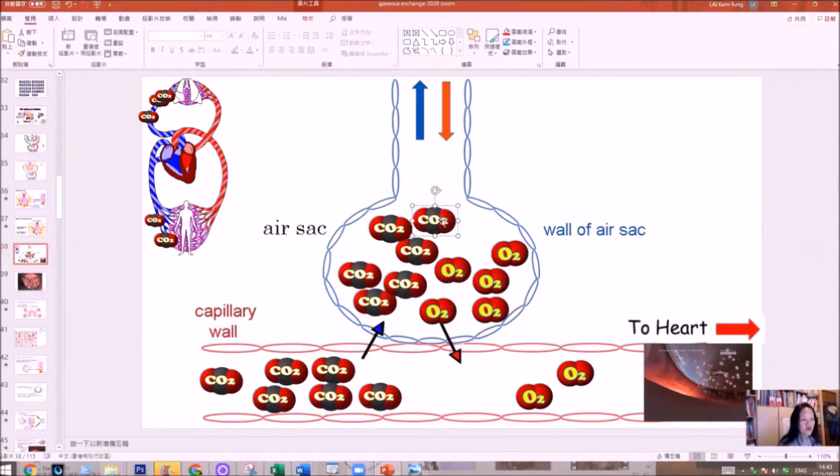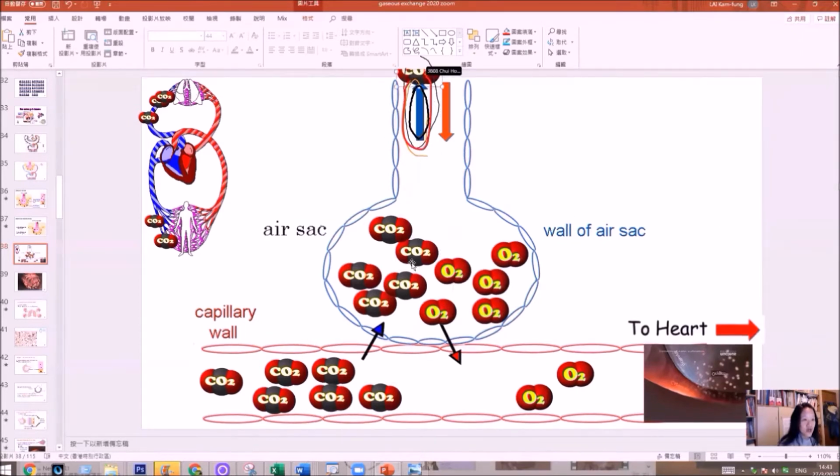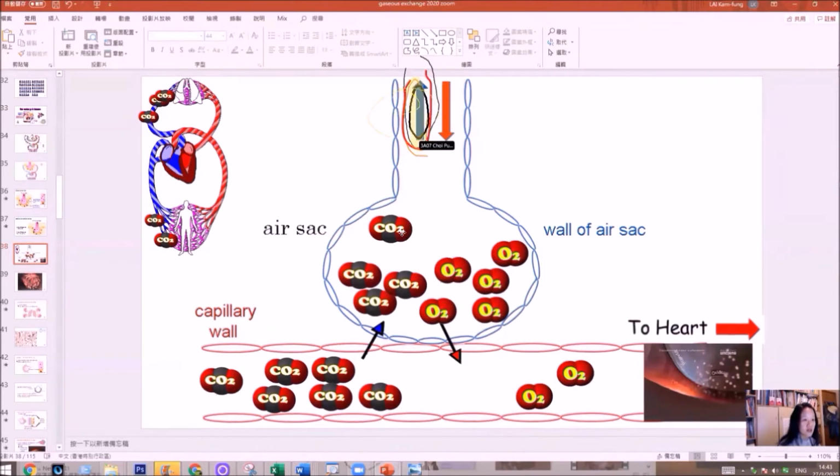Which arrows will help to remove the carbon dioxide? Can you circle the arrow? Yes, this is breathing out. So we have the breathing mechanism. We try to breathe out the carbon dioxide. So the concentration of carbon dioxide in the air sac will be low.